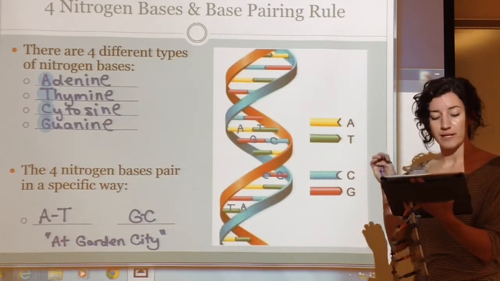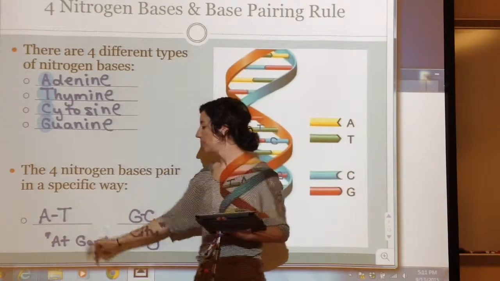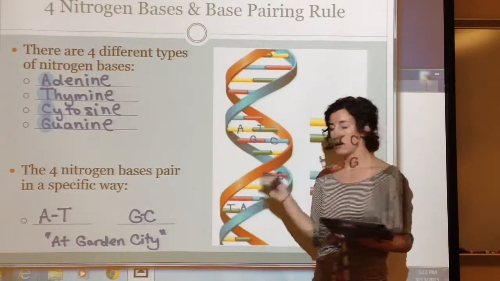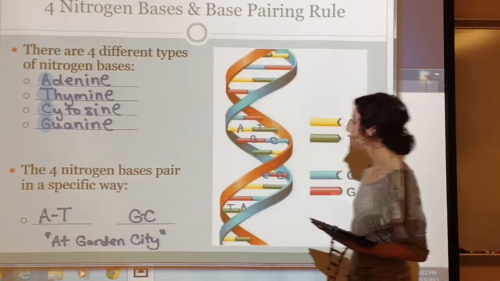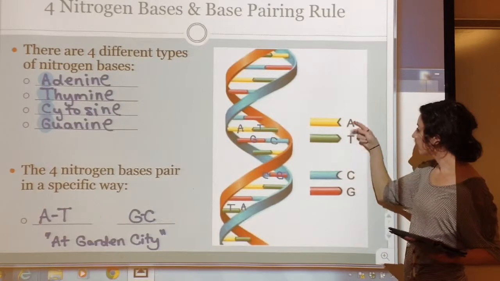The 4 nitrogen bases pair in a specific way. So by going on their first letter, A only bonds with T, and G only bonds with C. We remember that as at Garden City, ATGC. So down the center, A and T, G and C.